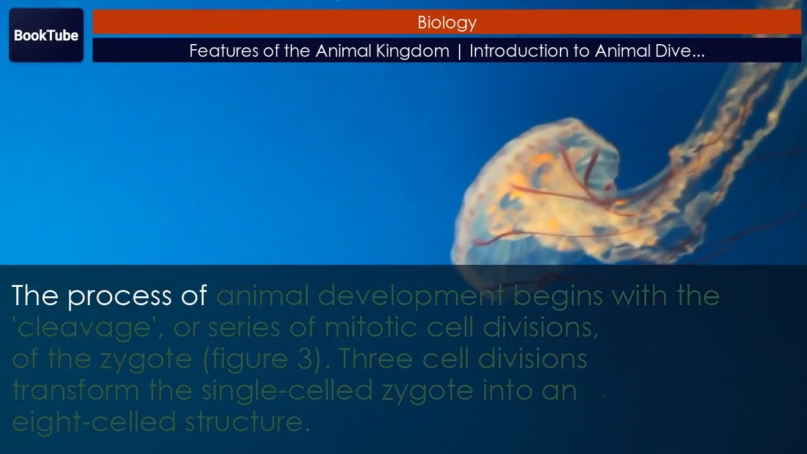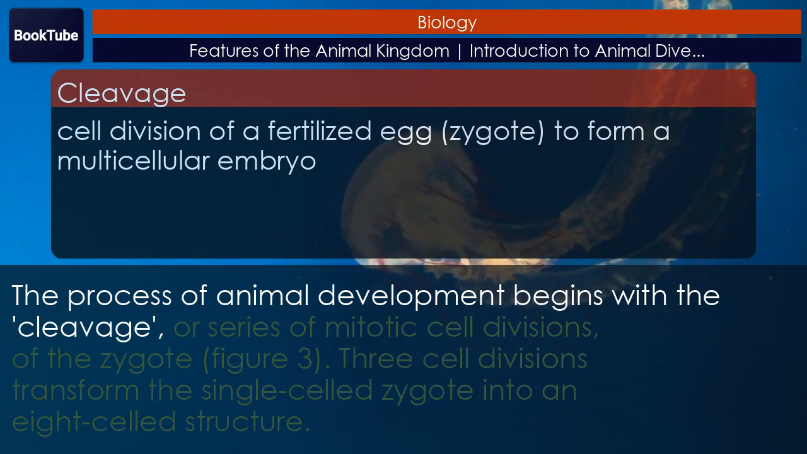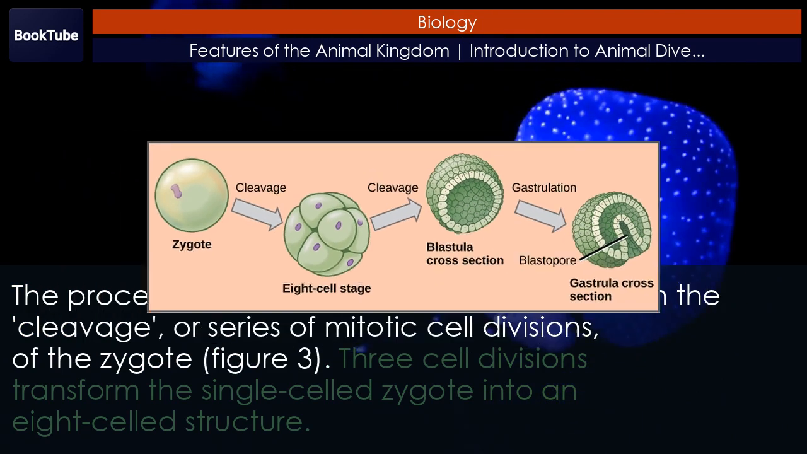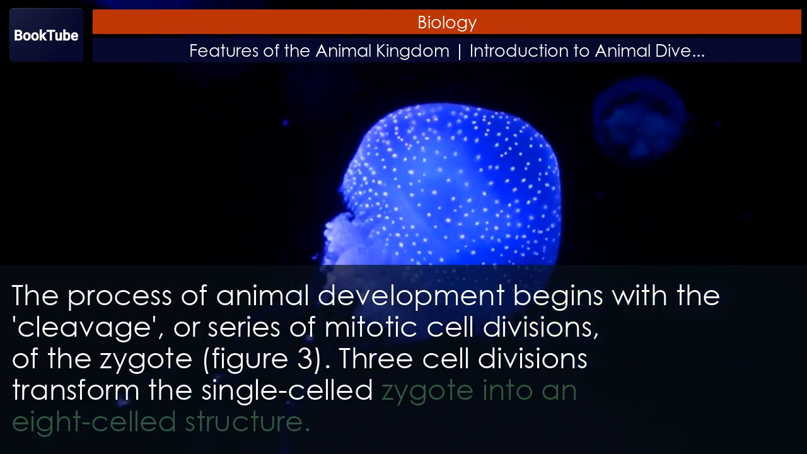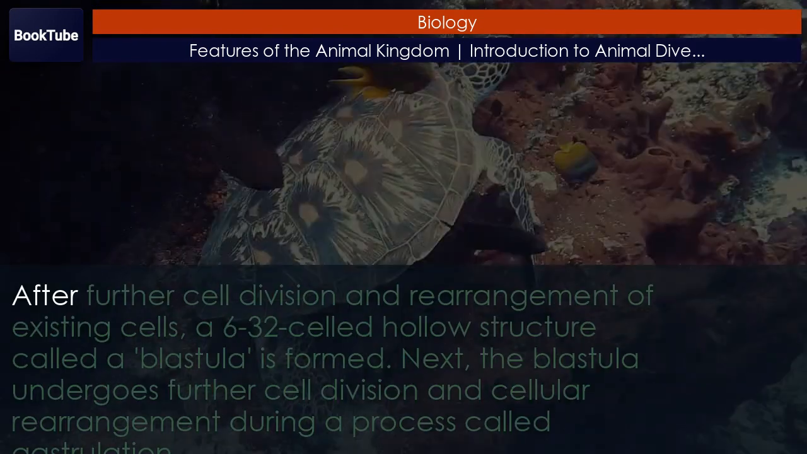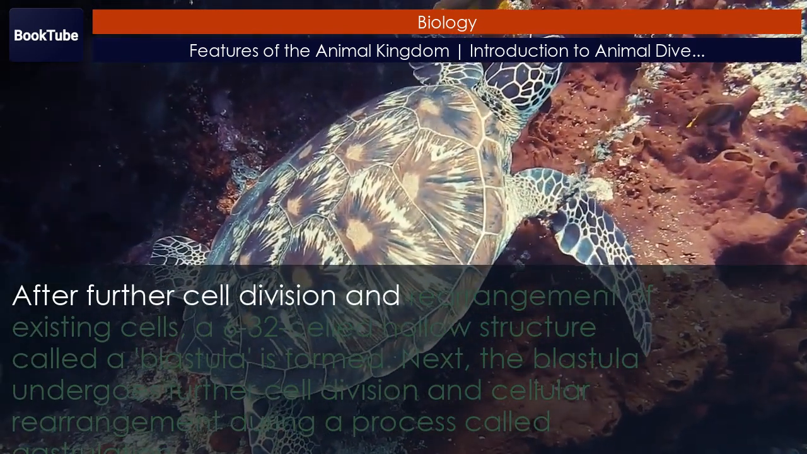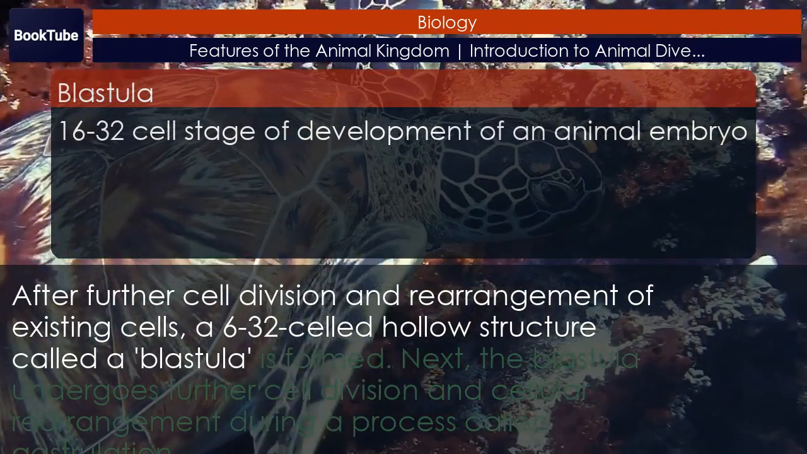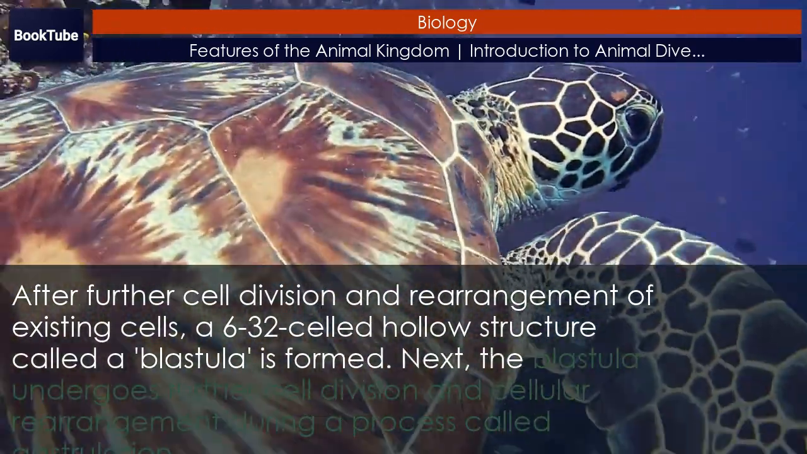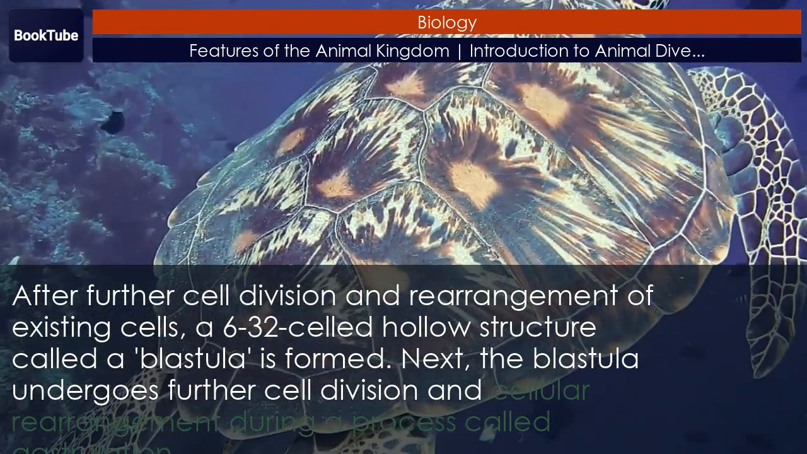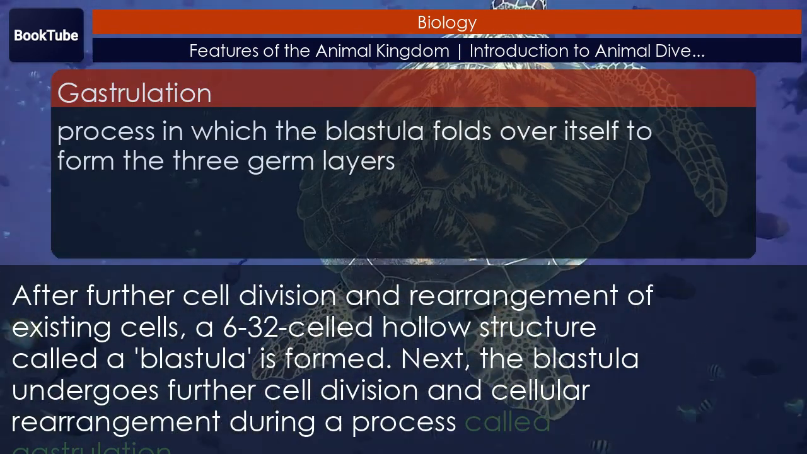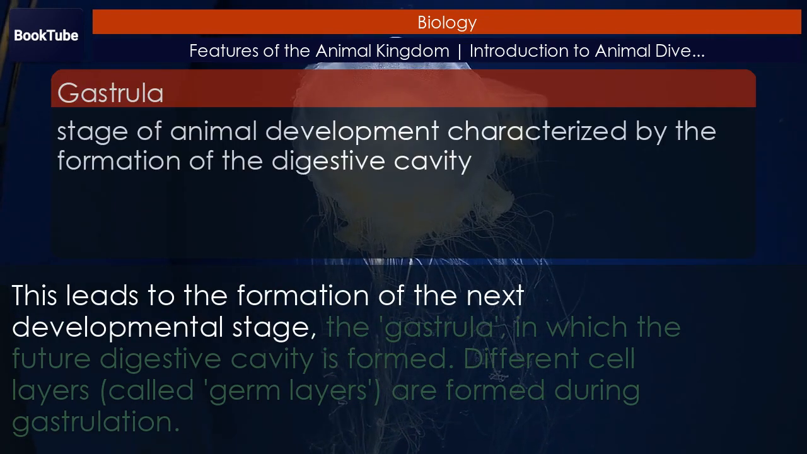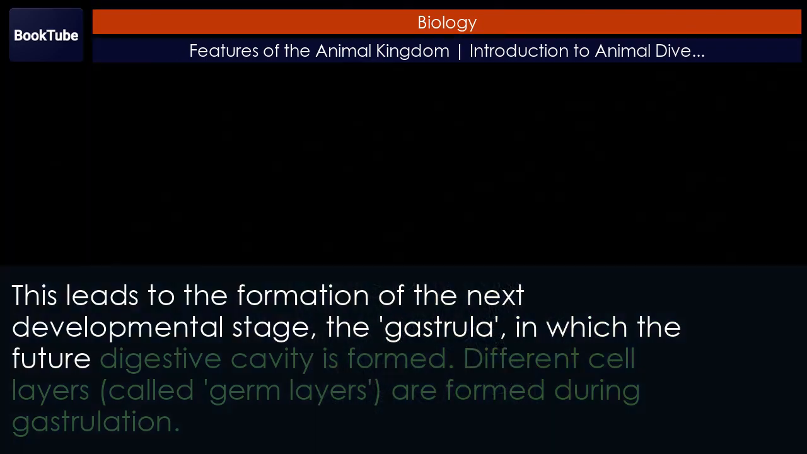The process of animal development begins with the cleavage, or series of mitotic cell divisions, of the zygote. Figure 3. Three cell divisions transform the single-celled zygote into an 8-celled structure. After further cell division and rearrangement of existing cells, a 6 to 32-celled hollow structure called a blastula is formed. Next, the blastula undergoes further cell division and cellular rearrangement during a process called gastrulation. This leads to the formation of the next developmental stage, the gastrula, in which the future digestive cavity is formed.